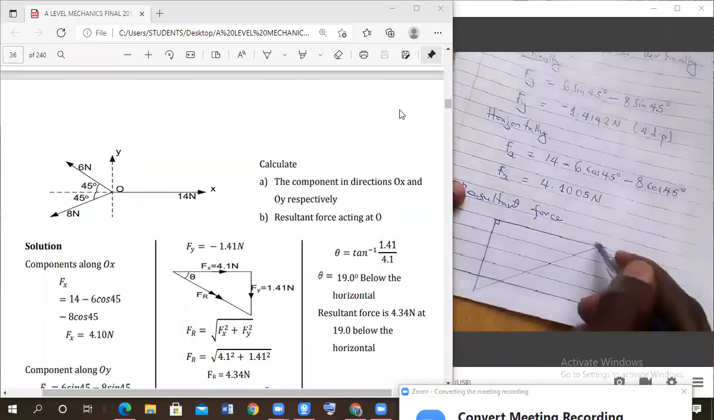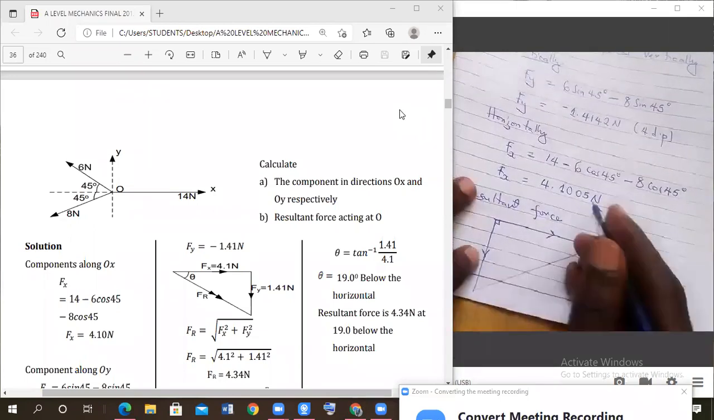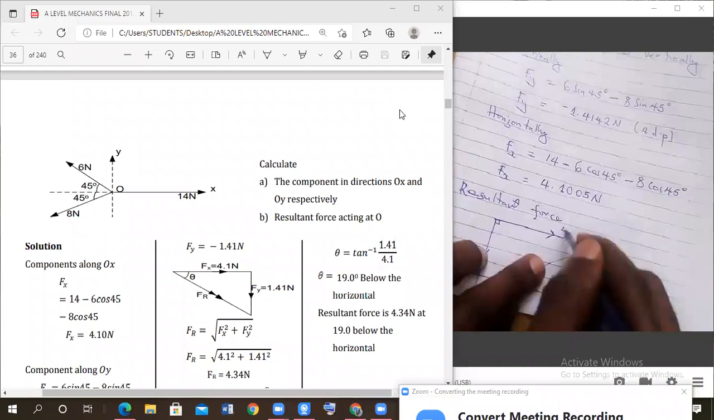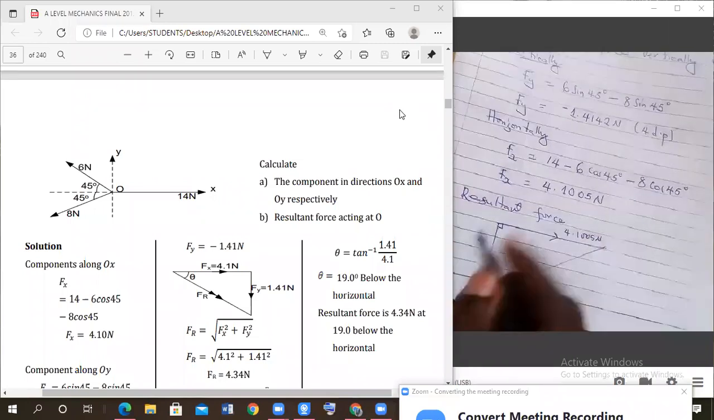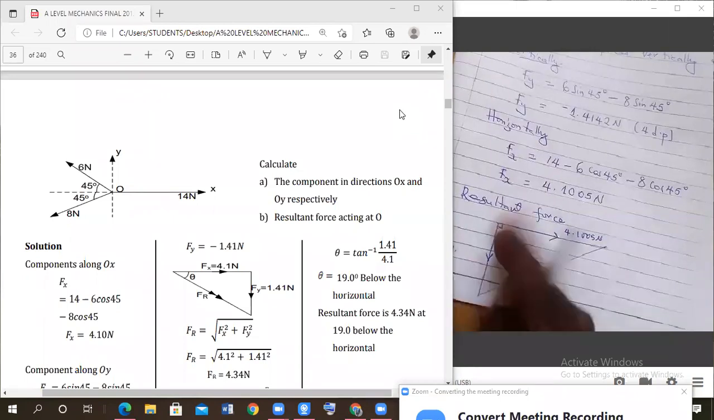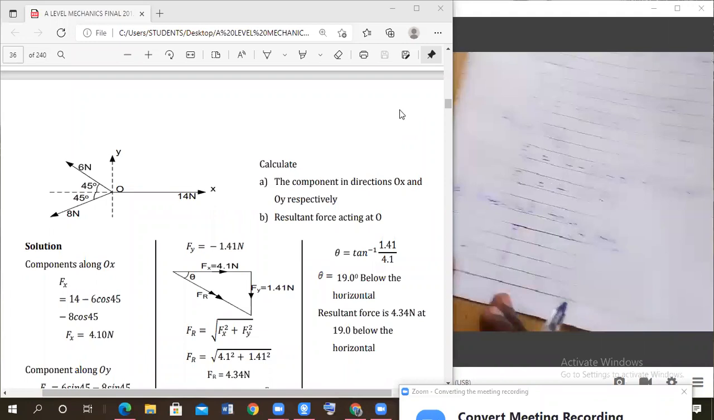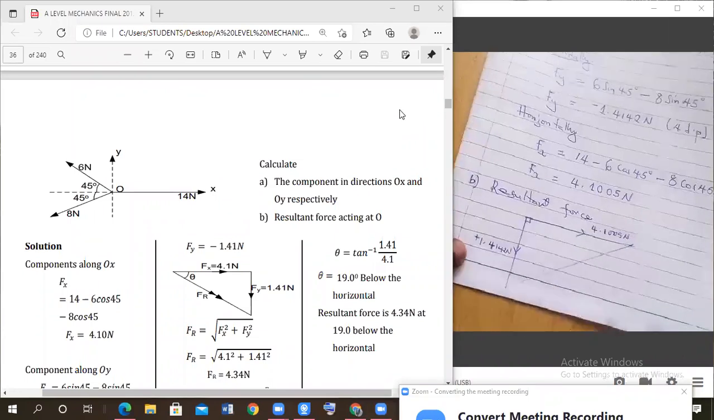Don't forget to put the arrow, please. X is 4.1005 Newton. Then Y is negative 1.4142 Newton. You already put the arrow, that is right. Now here you just put the magnitude, so it's positive 1.4142 Newton.